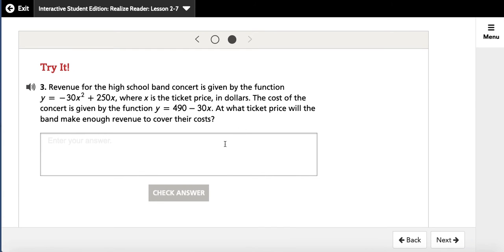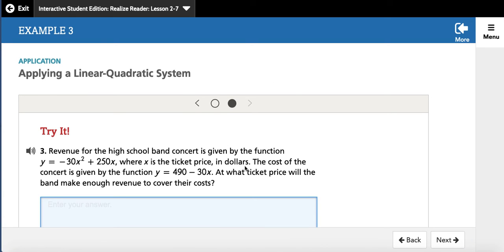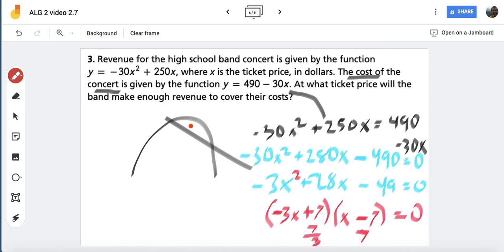Let me make sure that, oh, at what ticket price will the band make enough revenue to cover the cost? The cost of the concert is this line. And then there's the revenue. This is how much money they make. So we want to be in this range, right? So we want to be between these two numbers. So that's what I'm looking for in their answer, to be between 2.33 and 7.